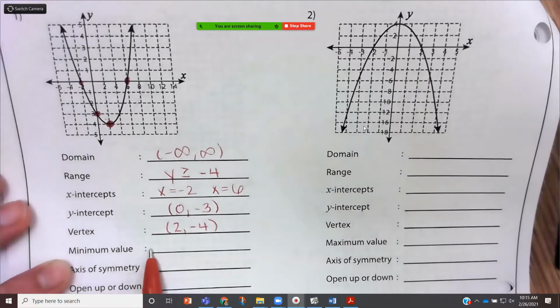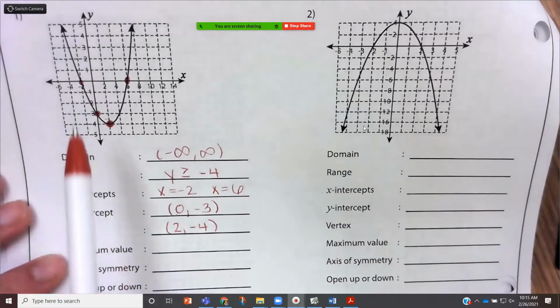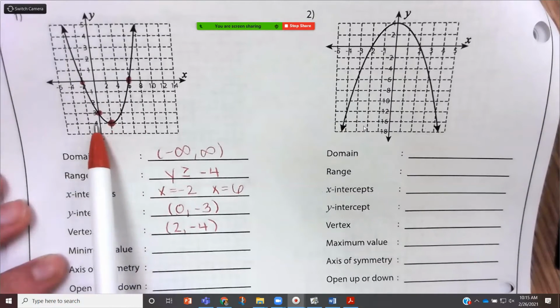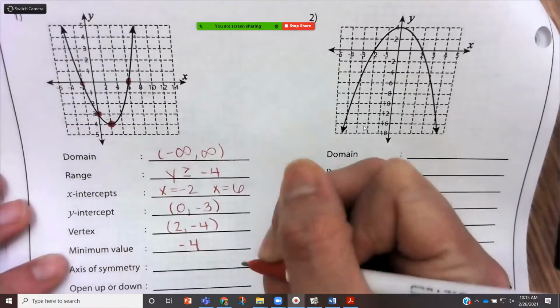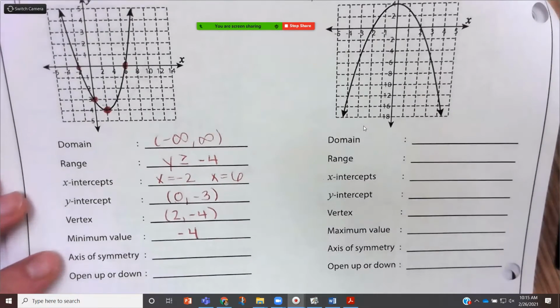The min value is at k. So we know this is a min because that graph is open up. The lowest point is here. That is at -4. So the minimum value is the y value. So in this case, it's -4.